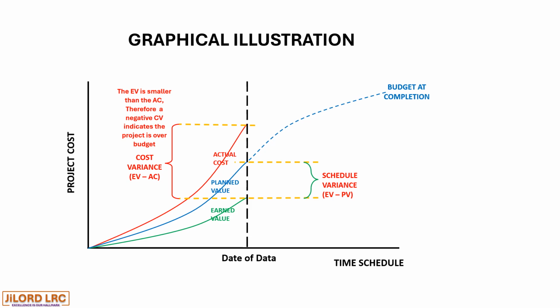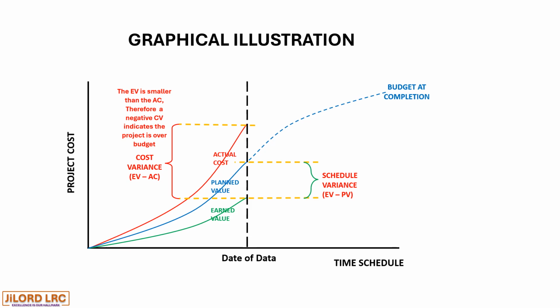So it is obvious that since the actual cost is well above the earned value, the project is running over budget. There is a cost overrun. Because we earn very little from the project, we have gone above the budget we are working with and have incurred more cost. So the earned value is smaller than the actual cost, and therefore a negative cost variance indicates the project is over budget.